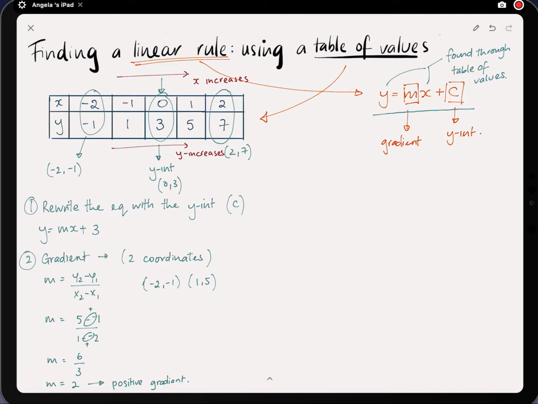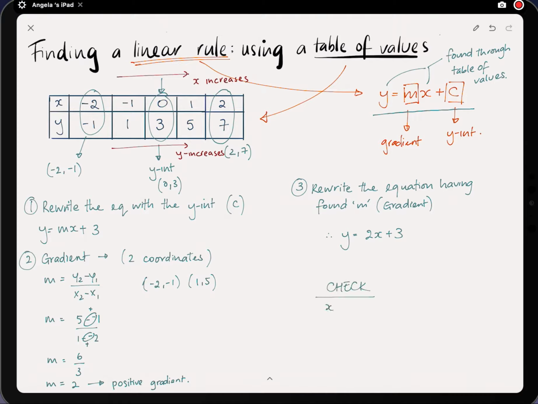So now that we've got m equals 2, I'm going to rewrite the equation, having found m, or having found the gradient. So therefore, my equation will be y equals 2x plus 3. So now a way we can check that this equation is correct is if we substitute any x value we've been given, say for example I'm just going to write here, this is check.